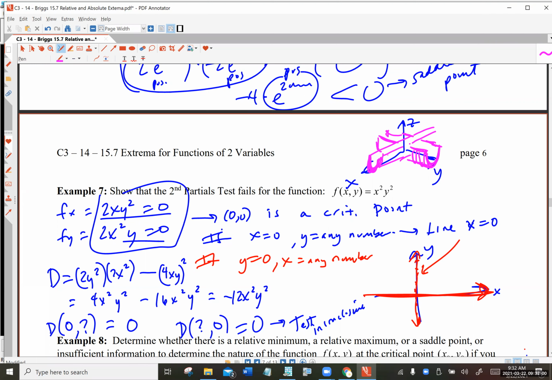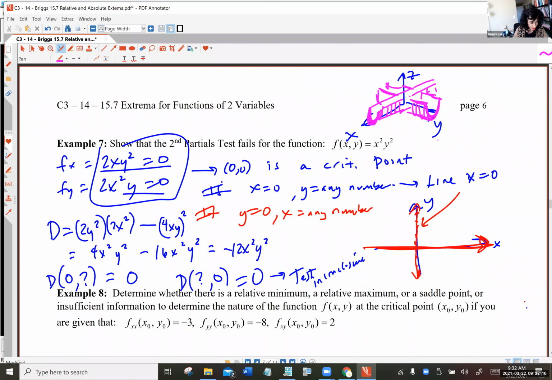Yeah, so even though the d-test gives us no info, that doesn't mean we don't have extrema. We've got infinity minimums because there's rain gutters in the x and y axes directions there. Kind of cool, huh? Cool looking surface. Love it.